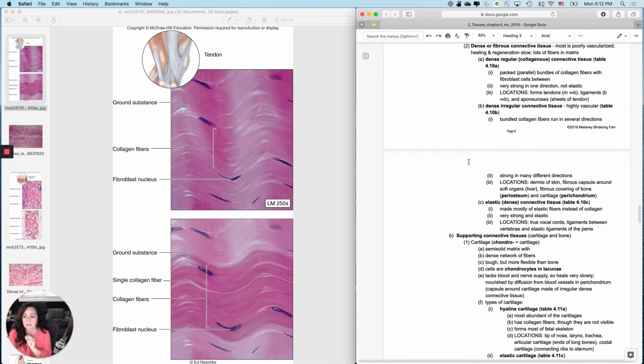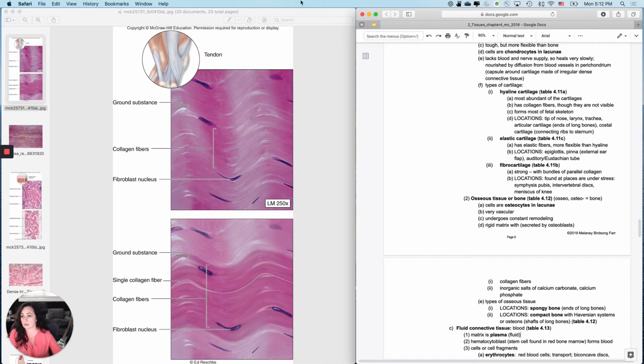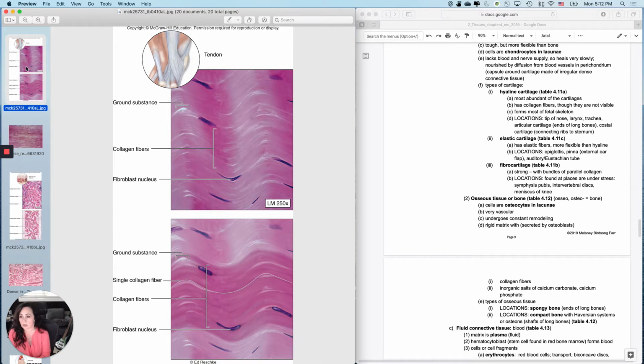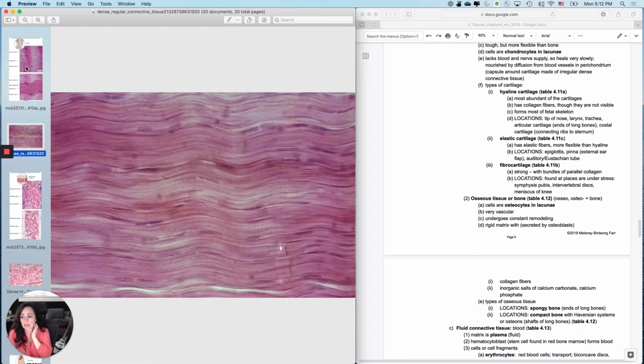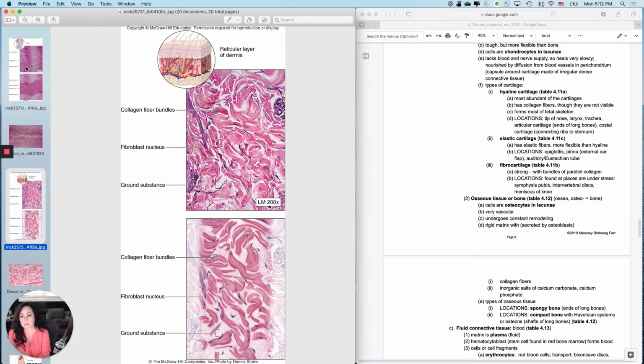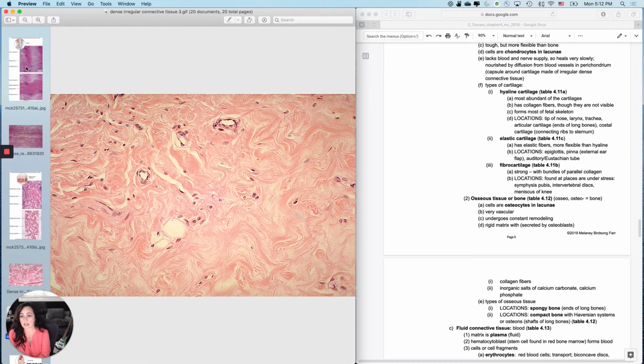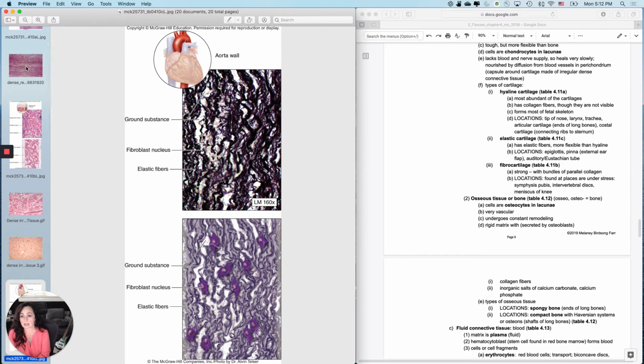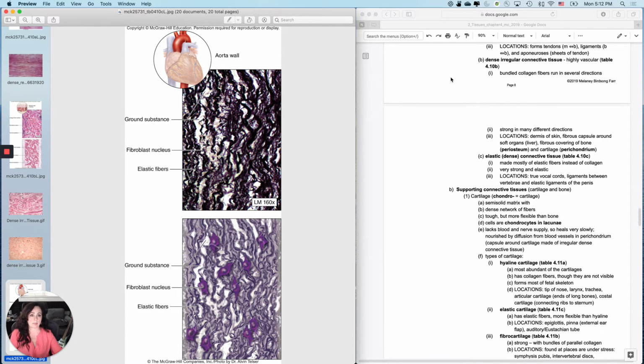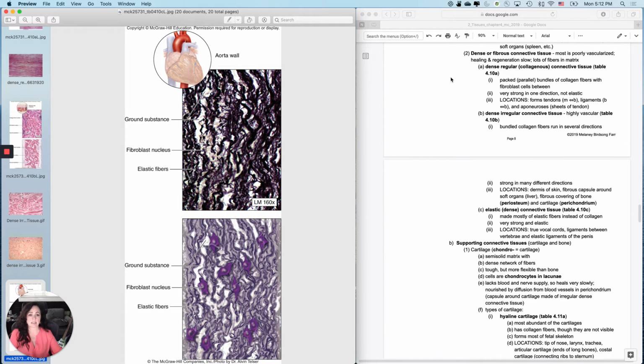So this is the first one. This is called dense regular connective tissue. This is the same tissue. Hold on just a second, I'll show you a couple. This is dense regular as well. This one is still dense, but this one is dense irregular. Another slide of dense irregular, and still a third. And this one is elastic dense connective tissue. There we are. Elastic dense connective tissue right here. So this is elastic dense connective tissue.